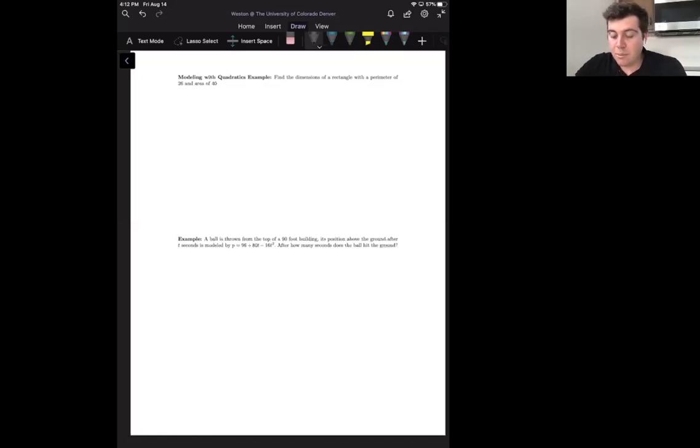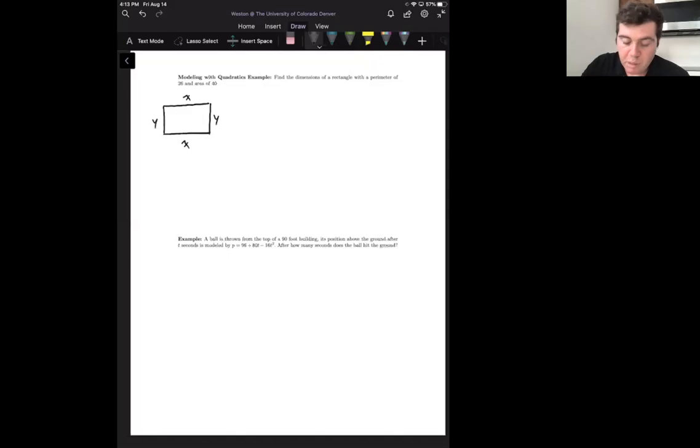So our first problem wants us to find the dimensions of a rectangle with a perimeter of 26 and an area of 40. So maybe the best way to start with a word problem is to draw a picture. This is a boring picture because it's just a rectangle. So we'll have one side x, one side of length y, and we want to figure out what x and y are.